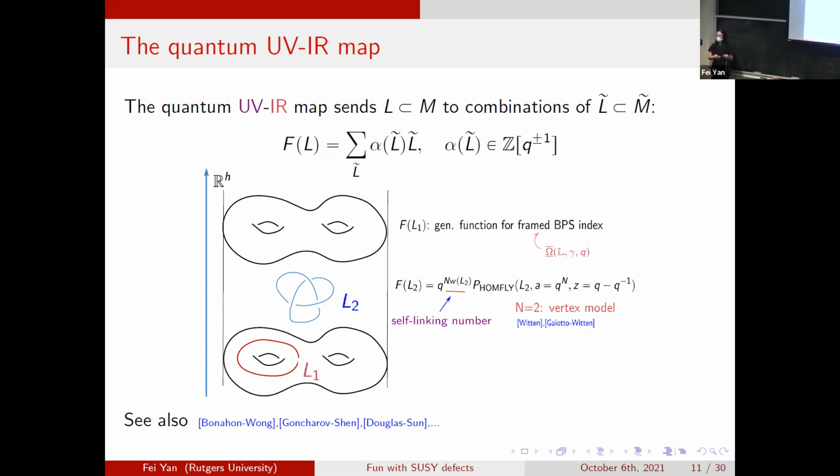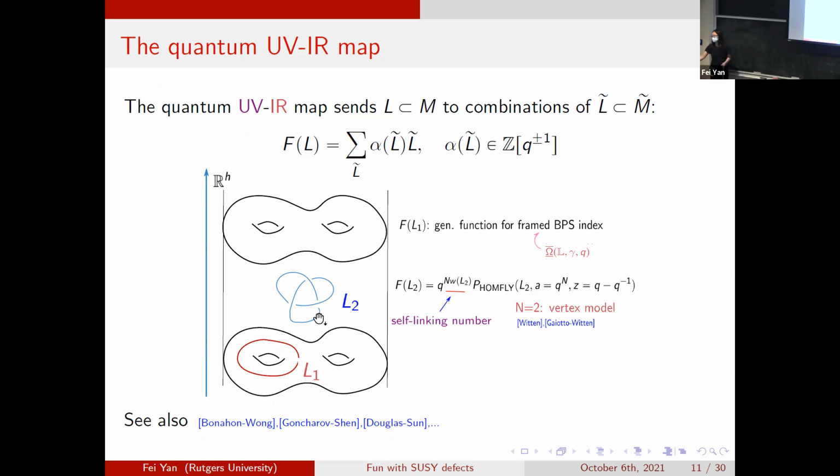But there are 2 special limits I would like to mention. The first special limit is if your link is like an unknot, but this unknot will be wrapping some non-trivial cycles on the Riemann surface, like this little L1 here. In this case, this UV-IR map gives you the so-called generating function for those BPS indices that we described at the beginning of the talk. So it counts the ground states within each superselection sector with their spin information.